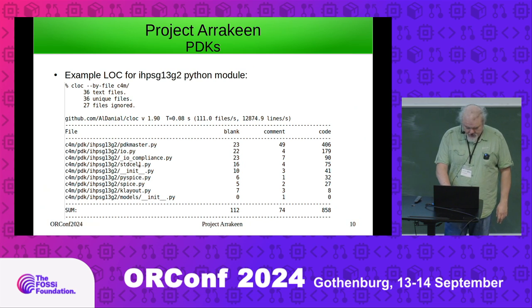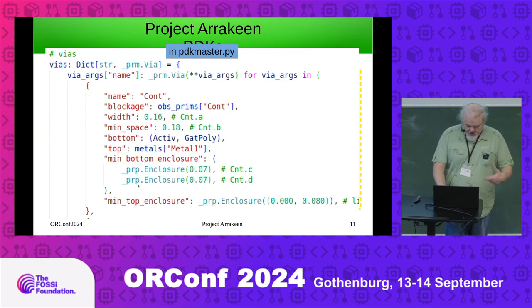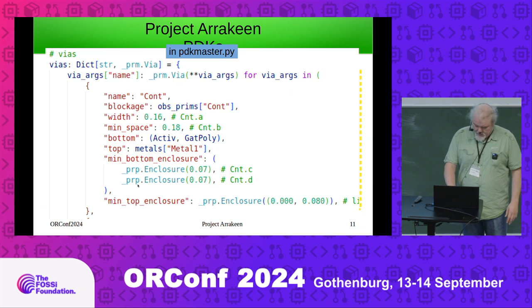Then you have the standard cell, and then SPICE models. So saying which SPICE model corresponds with which device and these things. So this is the example of how you define the contact layer. You say this is a contact layer.